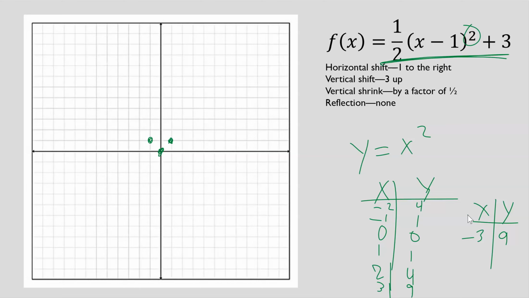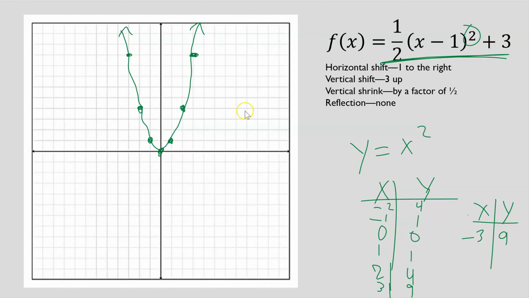So, okay, I have 0, 0, 1, 1, negative 1, 1. I have 2, 4, and negative 2, 4. I have 3, 9, and negative 3, 9. So yeah, it's our famous parabola shape, which I drew so well. Oh my goodness. Yuck. But good enough for a sketch.